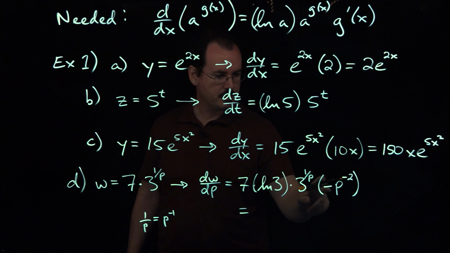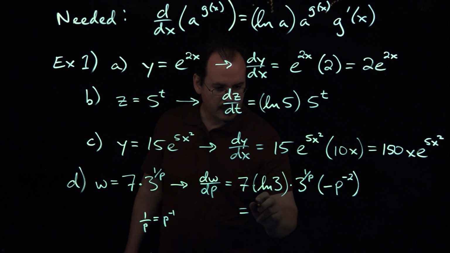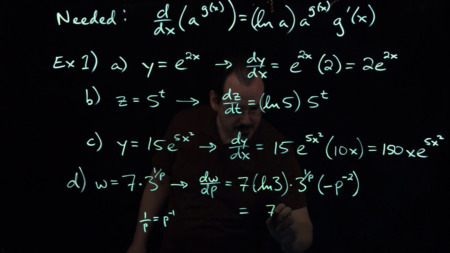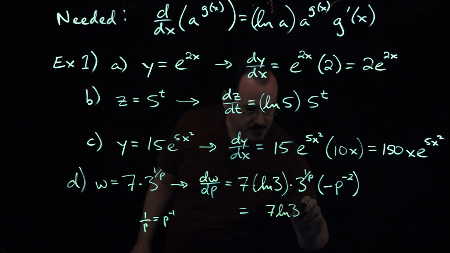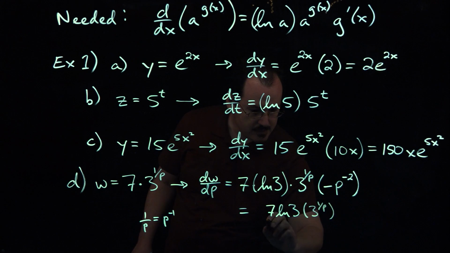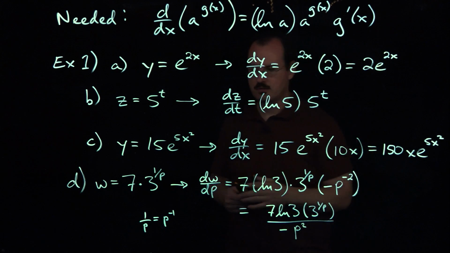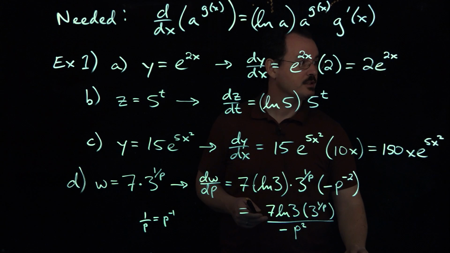So we'll put this is a negative power, so I'm going to leave that in the denominator. Here I'll just leave this stuff in the numerator. I get 7 ln3 times 3 to the power of 1 over p. And then this is then going to be divided by negative p squared. So there's the final answer for that part D. We'll pick up the rest of them in the next video since we're out of room.